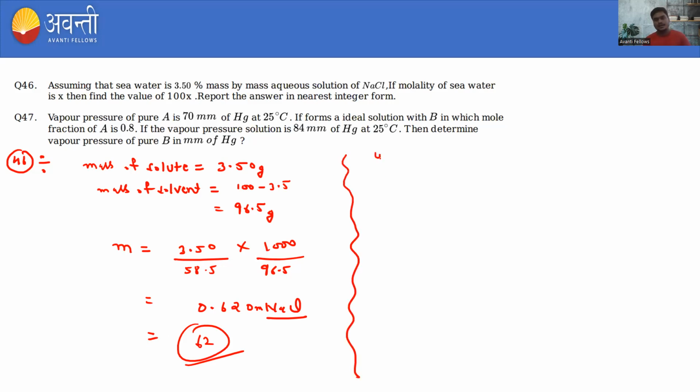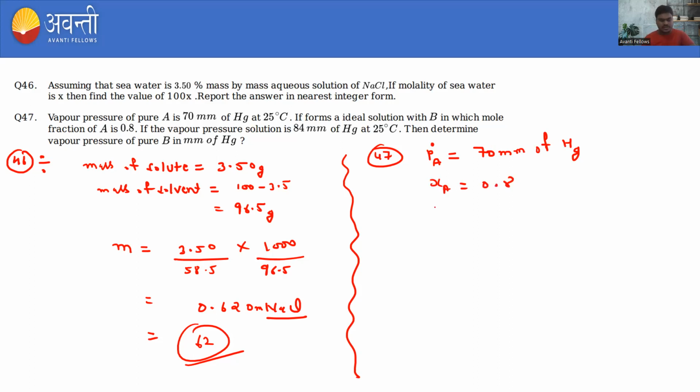Let me see question number 47. What does question number 47 ask? In this question, assume the vapor pressure of pure A is 70 mm Hg. This question is from Raoult's law. So the pure vapor pressure of liquid one is 70 mm of Hg. This is given. These all are the given data. Now again, the mole fraction of X is also given. That is 0.8.